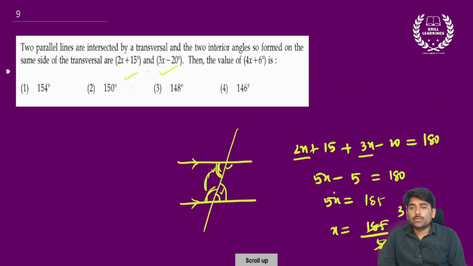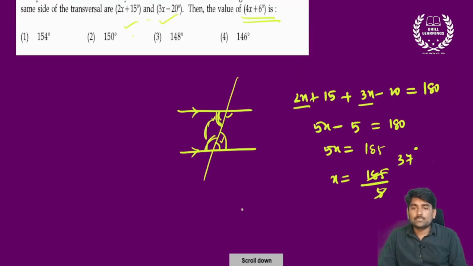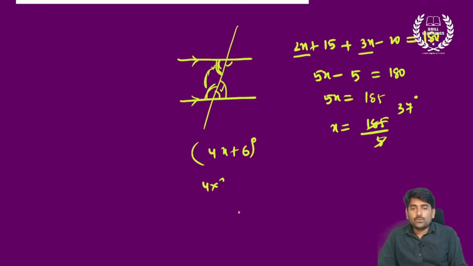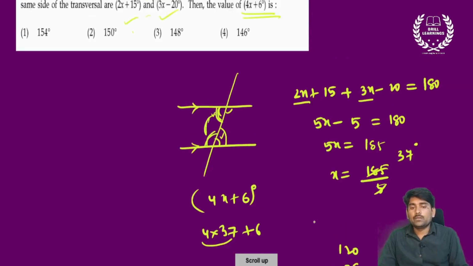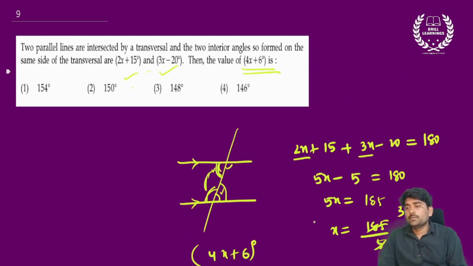But what we need to find here is 4x plus 6 degrees. 4 into 37 plus 6. 4 threes are 12, 4 sevens are 28, and 6, 14, 15, 154 degrees. First one is the right answer. Let's move on to the next question.